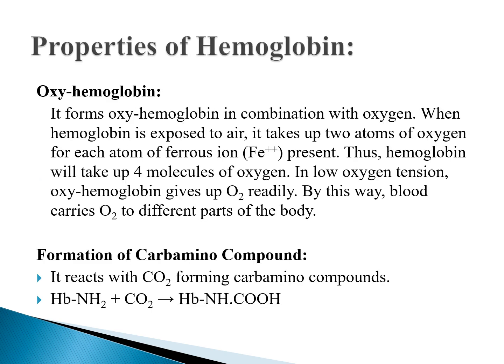Coming to the properties of hemoglobin. First one is oxyhemoglobin. Hemoglobin combines with oxygen to form oxyhemoglobin. When the hemoglobin is exposed to air, it takes up 2 atoms of oxygen for each atom of ferrous ion present. Thus, hemoglobin will take up 4 molecules of oxygen. In low oxygen tension, when the amount of oxygen in the body is reduced, oxyhemoglobin gives up oxygen, which is carried out by blood to different parts of the body.